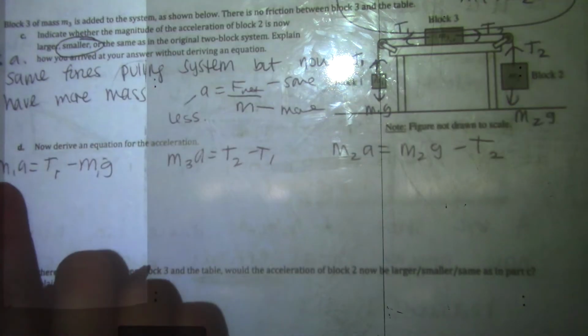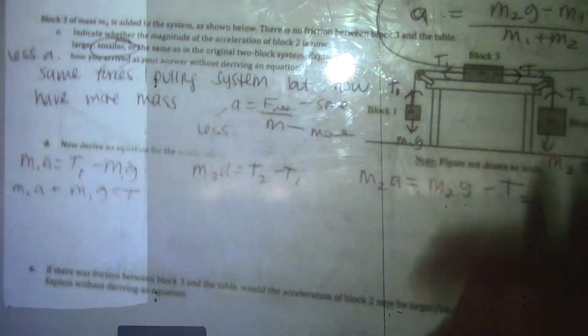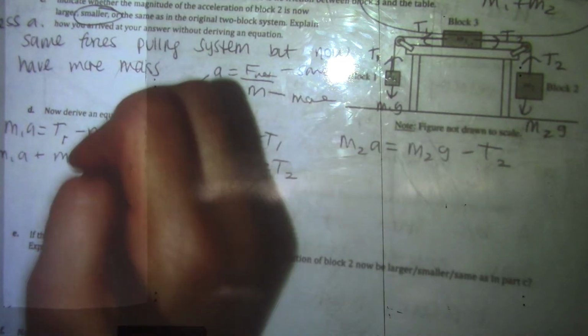So let's get T1 by itself. T1. And I'm going to get T2 by itself. Oh, sorry, add T1 over. I'm going to plug this in here, and substitute that in for T2. Oh dear, this is annoying. Make sure you subtract all of it.